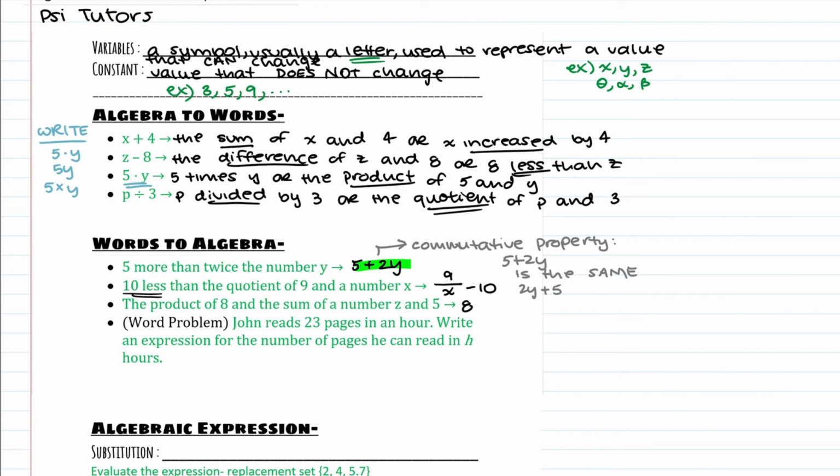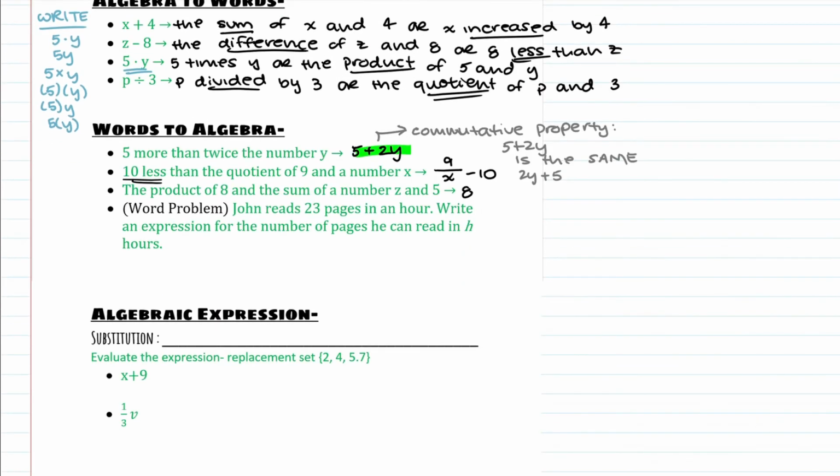And then you could also write this with parentheses. So let me just quickly write that. Okay, so these are other ways you could write this. You will not really see this a lot, but you will really see the previous one a lot. So just be aware of that. Now, moving on to where we were here. The product of 8 and the sum of a number z and 5. So now that we know what that means, let's focus on this. The sum of a number z and 5.